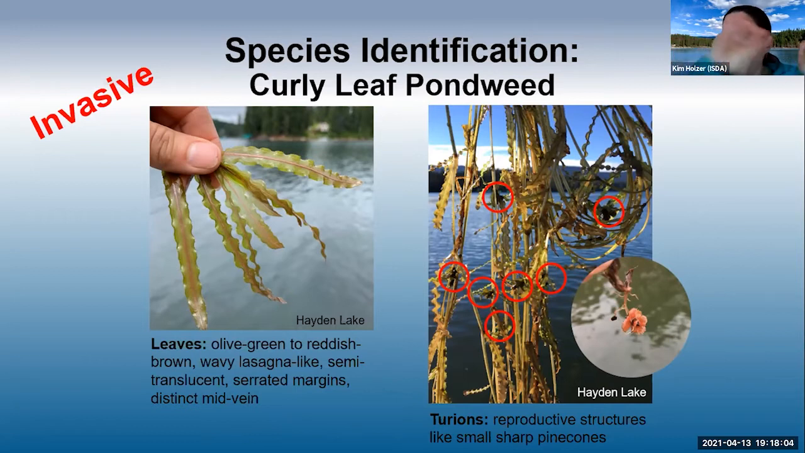The very edges of the leaves are serrated. And as Jeremy spoke about these turions, these pine cone-like reproductive structures, you'll find them not all year round, but usually at the end of the season. They're hard, firm to the touch, and there is no other plant in our lake that has turions. So that is a really good diagnostic, however limited in time because they're not there all year round.